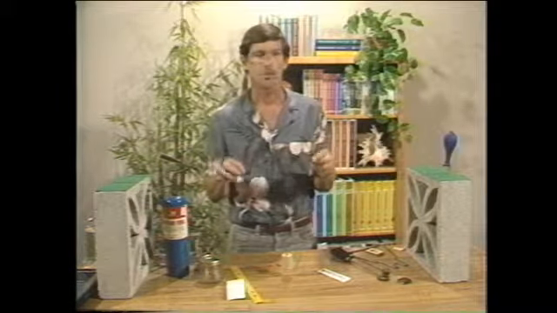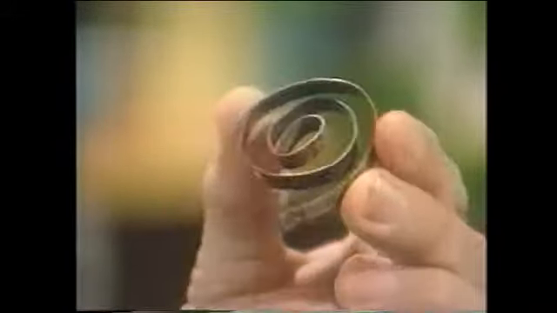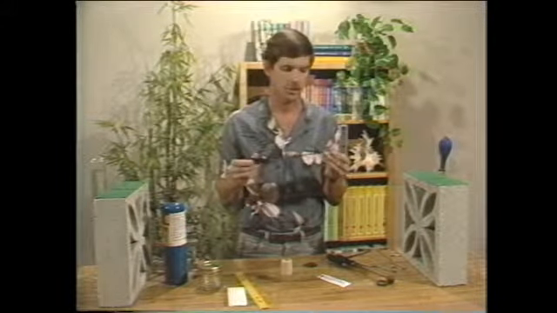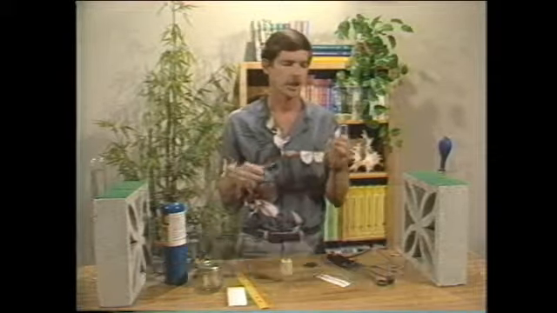There's another thing: all thermostats work on this principle, the thermostat in our house, and if you've ever looked inside one, you see this little coil of wire that's all wrapped up. It's a bimetallic strip. And we can illustrate the operation of this bimetallic strip with this little gadget called a compound bar, or an unequal expansion bar. It's two different types of metals that are bound together. They're brazed together. One of them is brass and the other one is called invar.